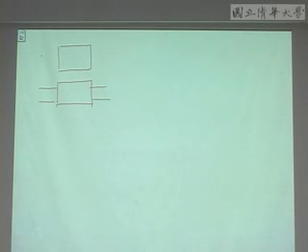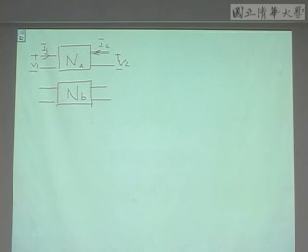This is much better. So this is called A2 port. This is called B2 port, and we have V1, V2, I1, I2. And this is called 2-pole A.